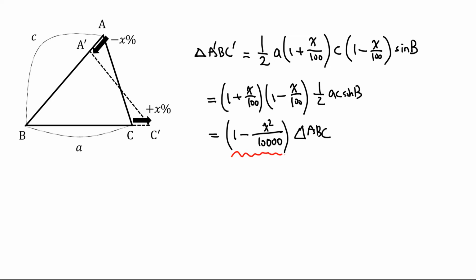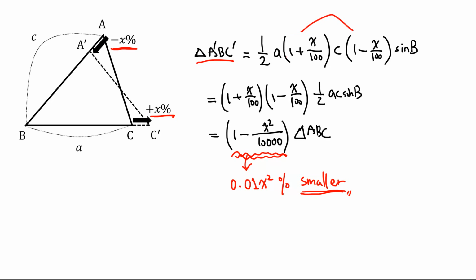So clearly, as you can see from this term right here, the area of the triangle actually becomes 0.01 X squared percent smaller. So obviously, decreasing the length by X percent and increasing the length by X percent do not have the same effect on their products. And that was all for today's video.